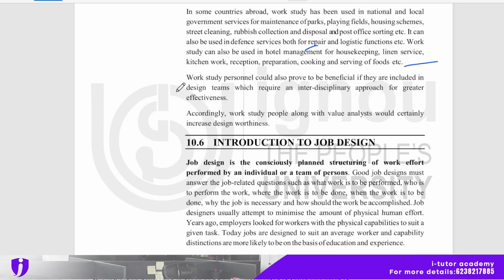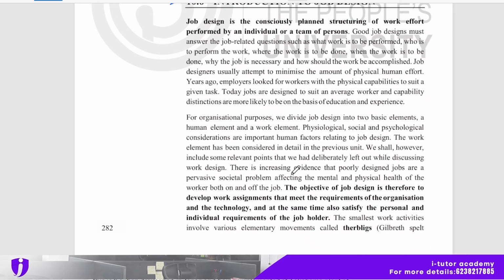Okay. And next is introduction to job design. What is job design? Job design is the consciously planned structuring of work effort performed by the individual or a team of persons. And a good job design must answer job related questions such as what work is to be performed, who is to perform the work, where the work is to be done, and when the work is to be done, why the job is necessary, and how the work should be accomplished.